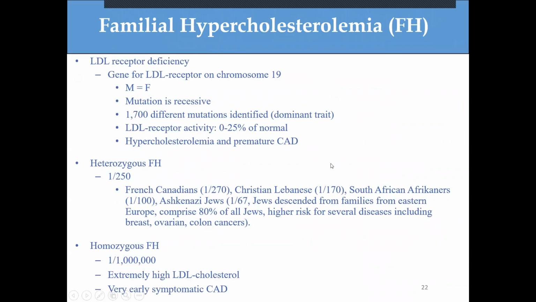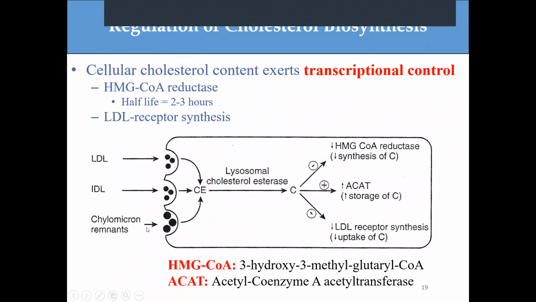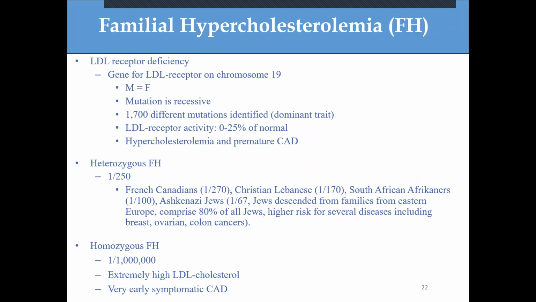Now, let's look at some disorders of patients that have high cholesterol. The first one is familial hypercholesterolemia, which is where you're going to have low LDL receptors on your cells. We mentioned here that you have LDL receptors on the cells, which are going to take the cholesterol in. If you don't have those receptors, you're going to have high cholesterol in the blood, which is going to lead to coronary artery disease. Okay?